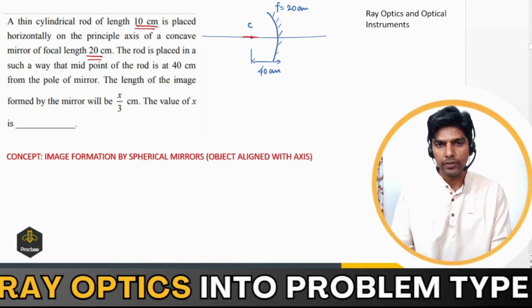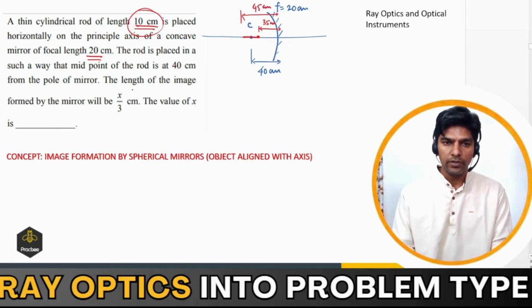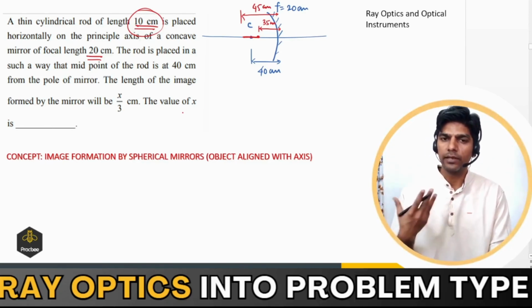So there is a rod, and the midpoint is at 40 centimeter and the length of the rod is 10 centimeter. So it means this point will be at a distance of 35 centimeter and the other end will be at a distance of 45 centimeter. The length of the image formed by the mirror will be x by 3 centimeter. What is the value of x? So again, we have to find the length of the image.